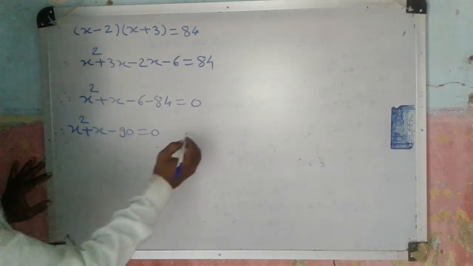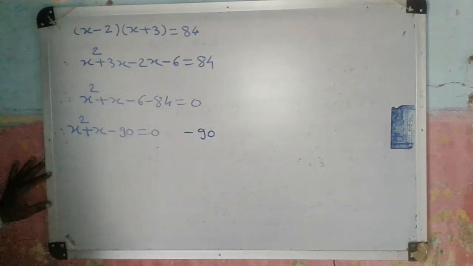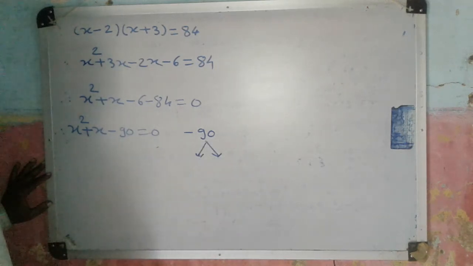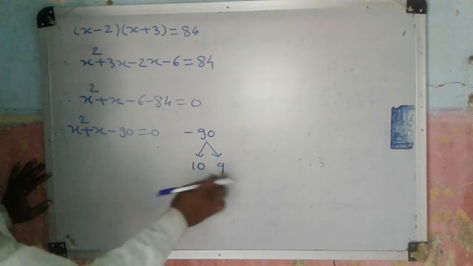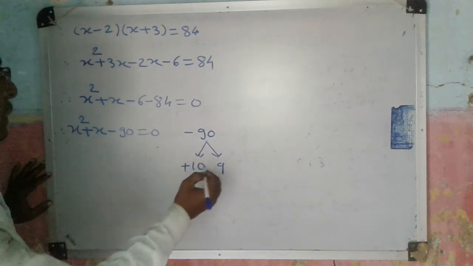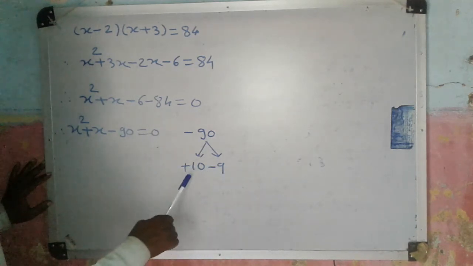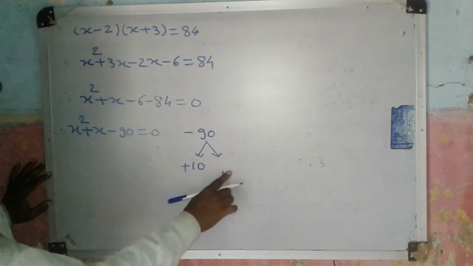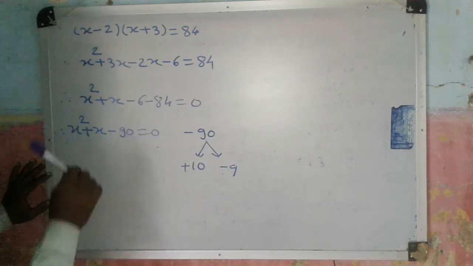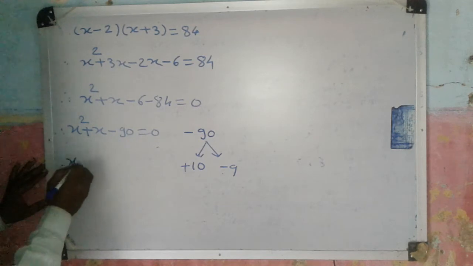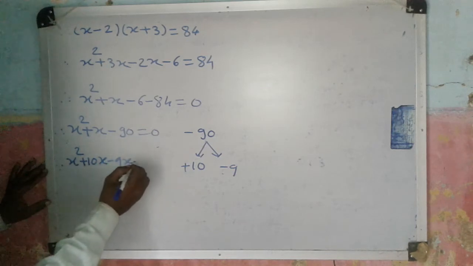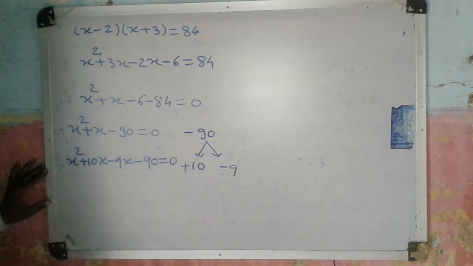So here find the factors of minus 90 such that the sum is 1. So here we get 10 nines are 90, but this is minus and here is plus. So here we get plus 10, minus 9. That means plus 10 multiplied by minus 9 we get minus 90, and plus 10 minus 9 we get plus 1. So here we can write x square plus 10x minus 9x minus 90 is equal to 0.